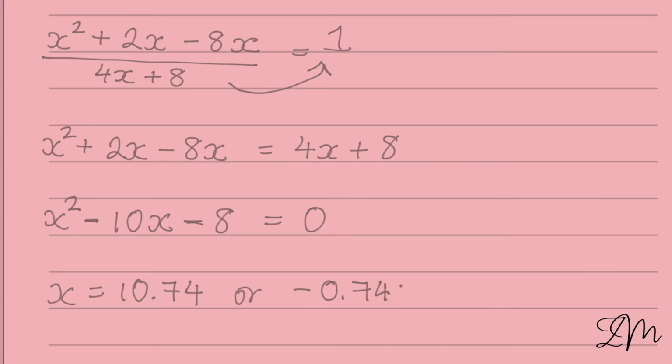0.74, how many decimal places? 2 decimal places. Okay, so 0.74. So if you didn't get that and you can't work out how to do that, put a note in the comments and I'll work through it.